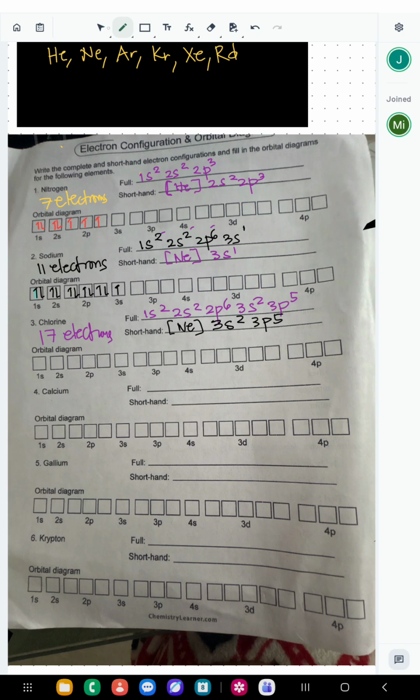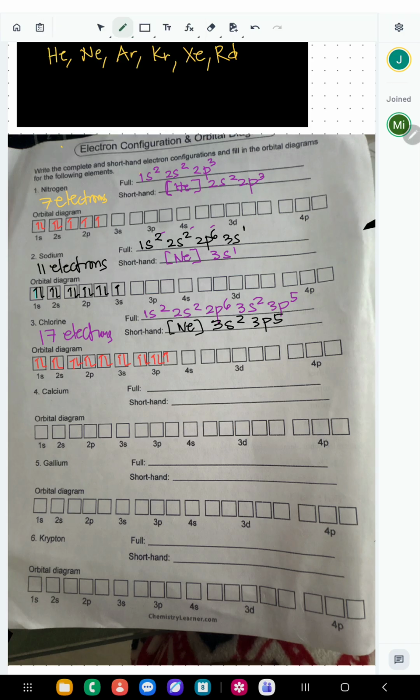And then for Hund's rule, 1s2, 2s2, 2p6, then 3s2, 3p5, 3, 4, 5. Okay, just that one.